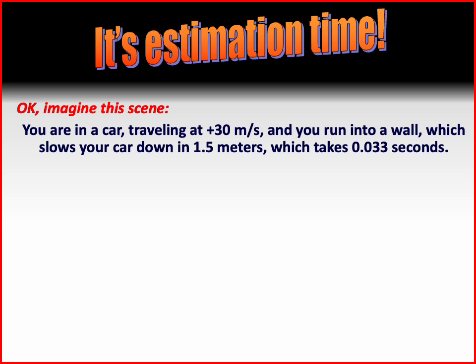But you have unfortunately run into a wall, and your car goes from 30 meters per second to a stop in 1.5 meters. So you got a big car, and the front end crushes enough so that it gives you 1.5 meters to slow down. Now, you could easily plug this into a kinematics equation and figure out that slowing down from 30 to 0 in 1.5 meters takes 33 thousandths of a second. Way in your wheelhouse.